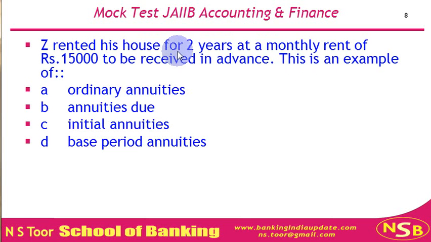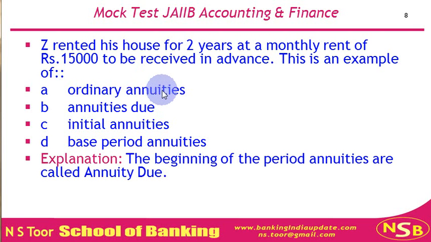First thing, friends, this is an annuity. A fixed amount for a fixed period is going to be received, and this amount is to be received in advance. When the amount is to be received in the beginning, it is called annuity due. When the amount is received at the end of that period, then it is called ordinary annuity. Hence, our answer will be B, annuity due. It is the beginning of the period annuity which is called annuity due.